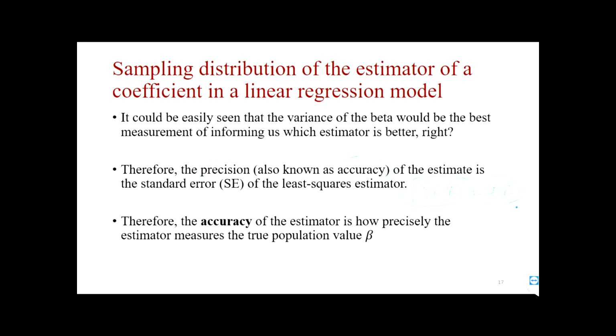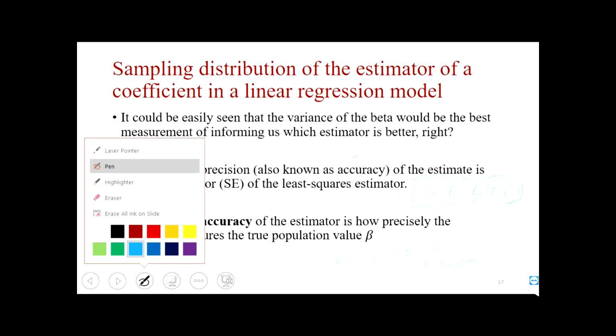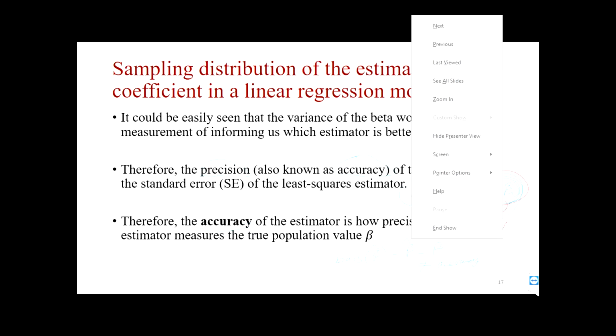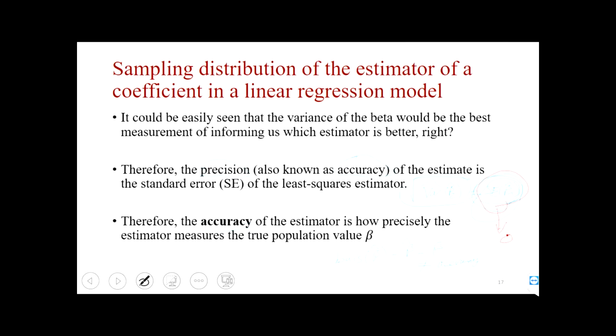Therefore the accuracy of the estimator is how precisely the estimator measures the true population value. And since we are talking about accuracy, I just need to draw your attention to what we mean by biasedness. The bias of beta hat is the expected value of beta hat minus the true parameter. This is not the same as accuracy, where accuracy means how much this value converges to zero, basically, right? To zero.